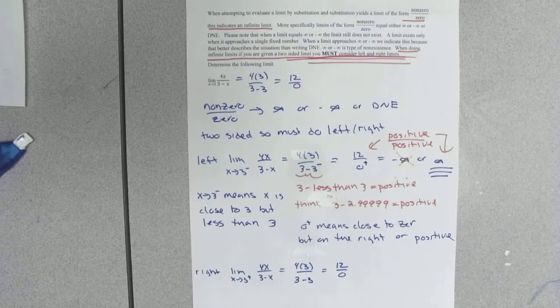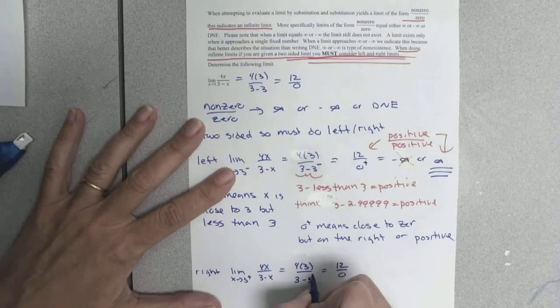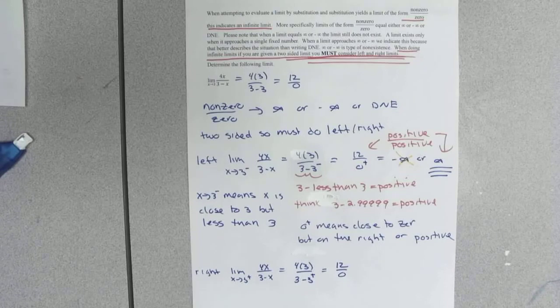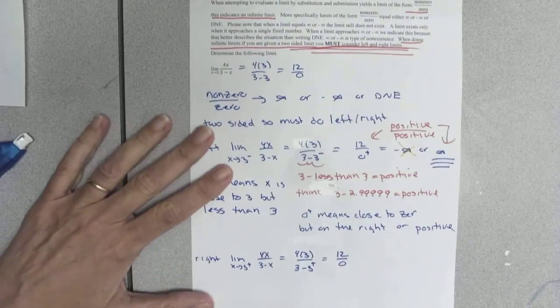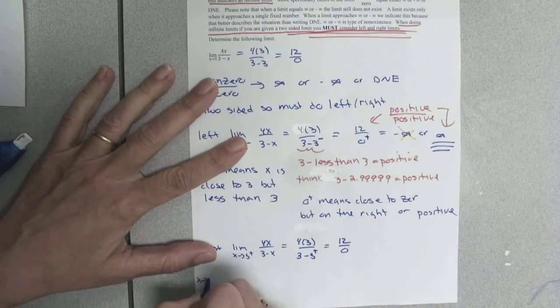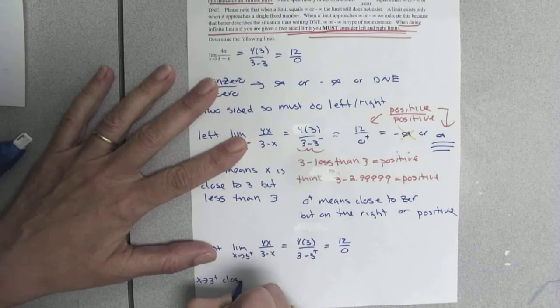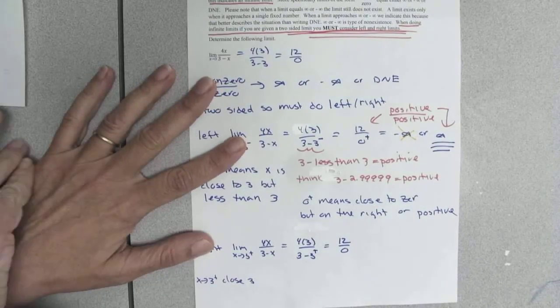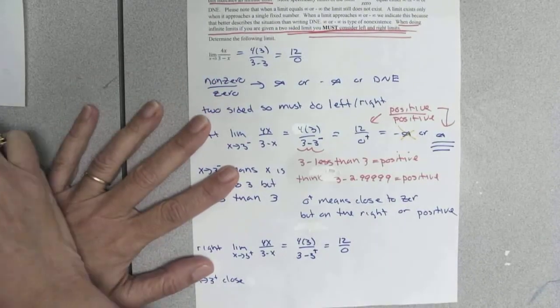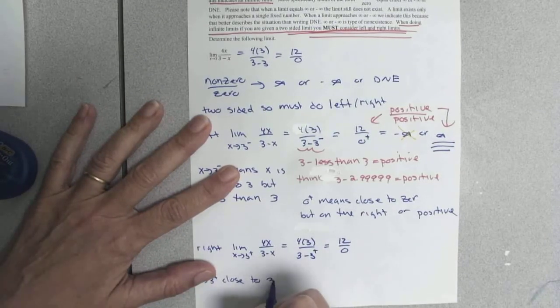But again, it's about what's really happening in that 0, because it isn't really 0. It's a number really, really close to 0, but what we need to know is is it really, really close to 0 and positive or really, really close to 0 and negative. So I'll do the same thing again and put that little plus, and we're going to remember that x approaches 3 means close to 3, but greater than.